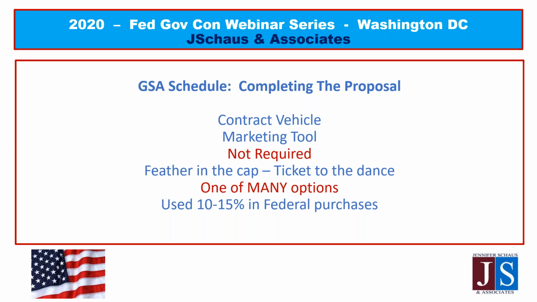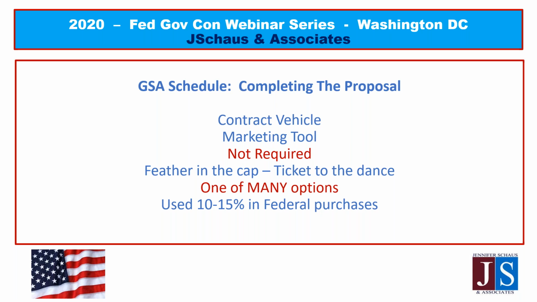They don't have good reason to get it. They're getting it because one of their competitors is on the schedule, or because GSA does a great job of marketing themselves. But let me just tell you what it is and what it's not. So as I mentioned, it's a contract vehicle, meaning it's a mechanism for the government to purchase from you. It can be used by all of federal government.